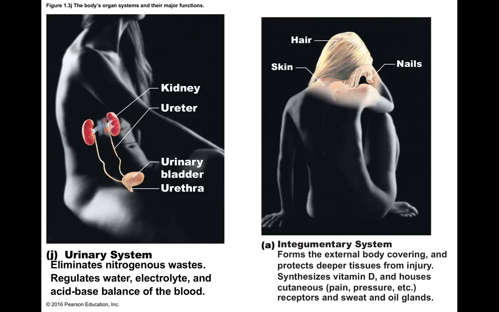Urinary system, as we mentioned, includes your kidney, ureters, which are the tubes, urinary bladder, and urethra, and its main goal is to basically remove and excrete any toxic waste associated with your metabolism. That includes nitrogenous waste, such as urea and uric acid.